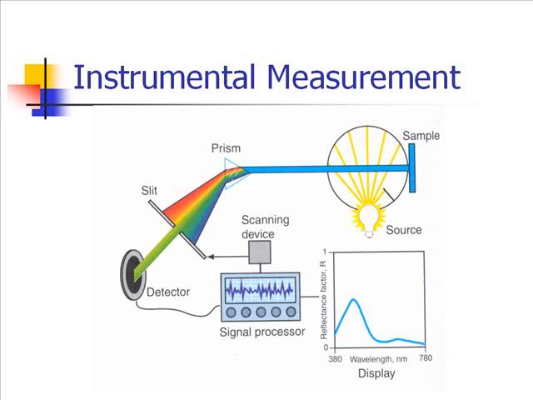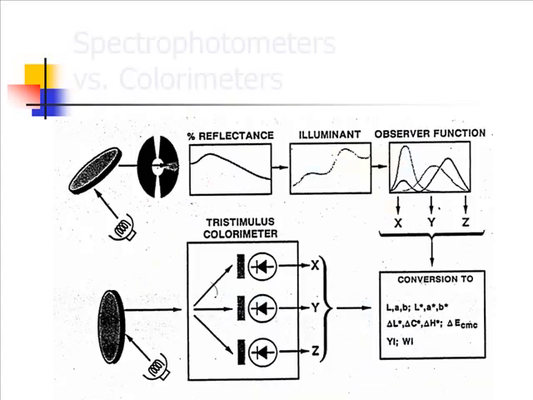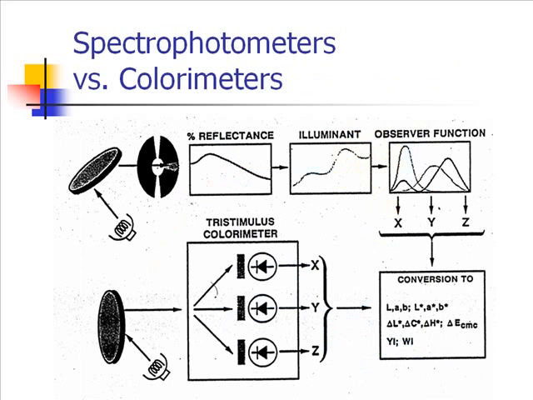Slide that shows the difference between spectrophotometers and colorimeters. Spectrophotometer on top. You get a reflectance curve, multiply it by the illuminant and the observer function, and we can convert that to X, Y, and Z values, and then we can convert it to all the numbers we'll talk about later in the course. I'm sure you're all as anxious as can be to get to this mathematical part of it.